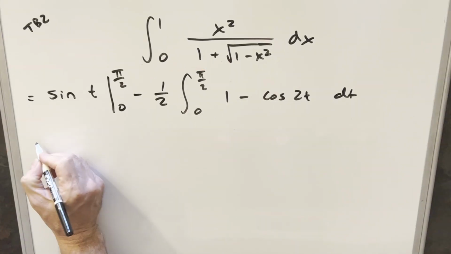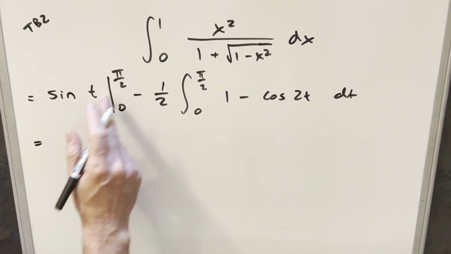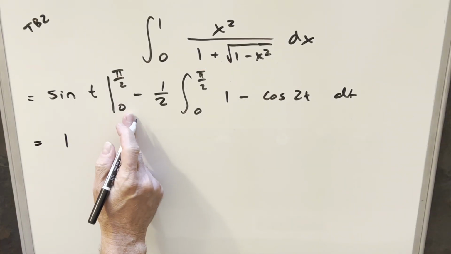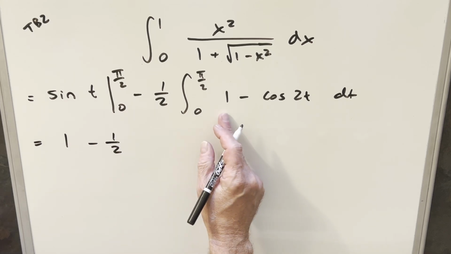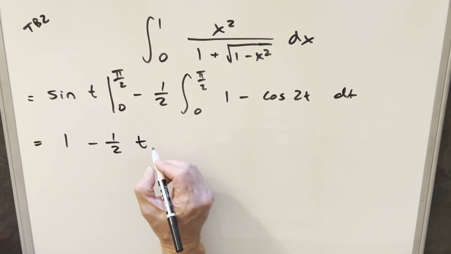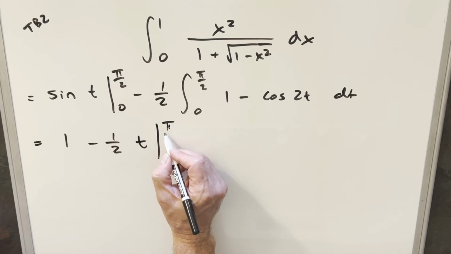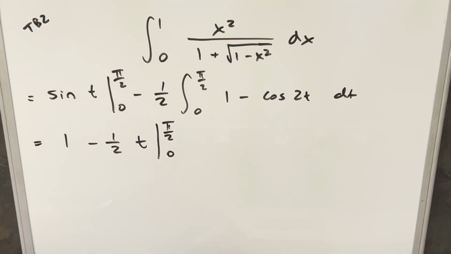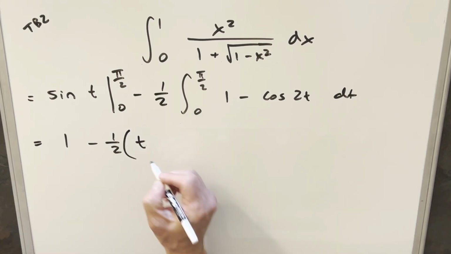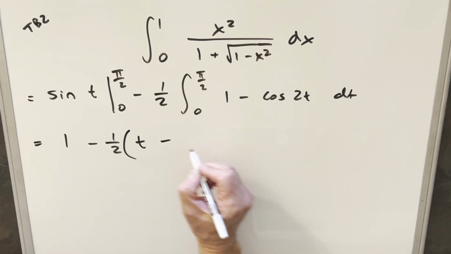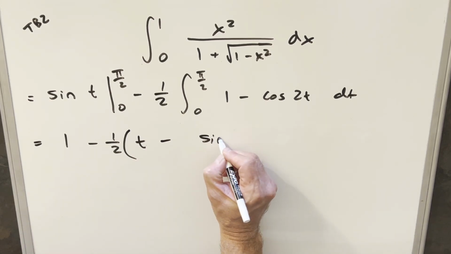And now I think we're about ready to finish it. First, evaluating sine at pi over 2 is just 1. Sine at 0 is nothing, so we'll leave that off. We've got this minus 1/2 here. First, integrating 1, that's just going to be a t evaluated from 0 to pi over 2. And actually, let me just combine all this together. I don't think there's any reason to evaluate this separately. So we have our t. Then for this one, the integral of this is going to be sine 2t.